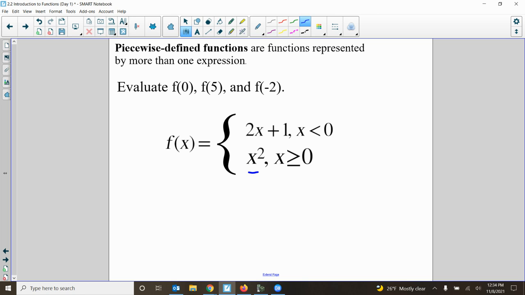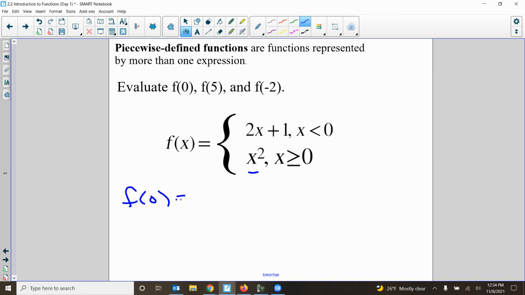Okay? What would f of 0 be in this case? If this function is defined piecewise for two different sets of x, there's x is less than 0, there's x is greater than or equal to 0. Which one will f of 0 follow? Does it follow the top rule or does it follow the bottom rule? Follows the bottom rule, right? Because 0 is greater than or equal to 0. So what's f of 0 going to be then?